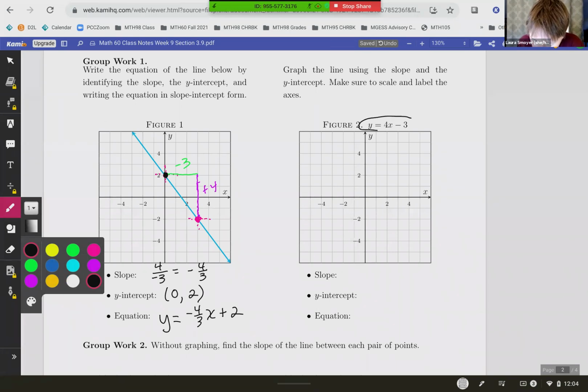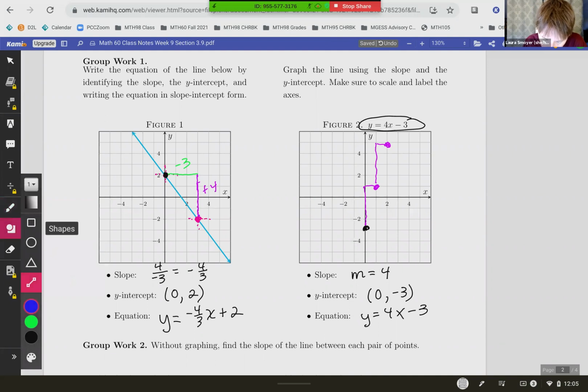Moving in the other direction, they give us the equation in figure 2, and we are supposed to graph the line using the slope and the y-intercept. I'm first going to identify the slope as 4, the number next to the x, and the y-intercept as the ordered pair 0, -3. Be sure to write that as an actual ordered pair, not just the -3. And we already know the equation, y equals 4x minus 3. So I'm going to begin at the value of b, the y-intercept, -3. And then my slope tells me to go up 4 over 1. And I can do that a few times, up 4 over 1, so that it'll make it easier for me to draw my line.